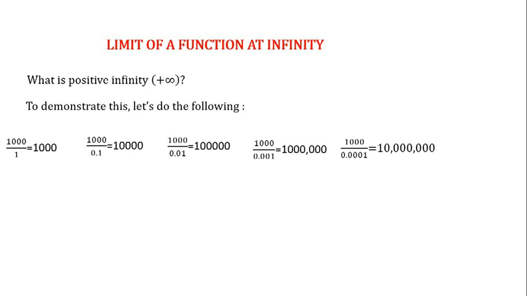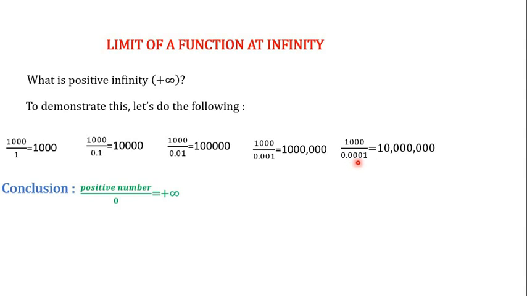You can conclude that positive infinity is a positive number divided by 0. Because as you can see here, as the denominator is approaching 0, you have the same number 1000 divided by 1, that is 1000. 1000 divided by 0.1, 10,000. 1000 divided by 0.01, 100,000, and so on till we are here at 10 million.